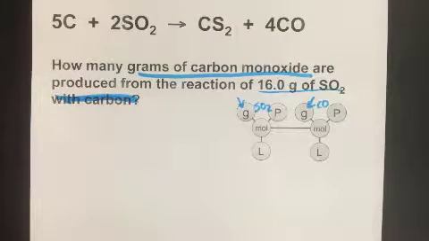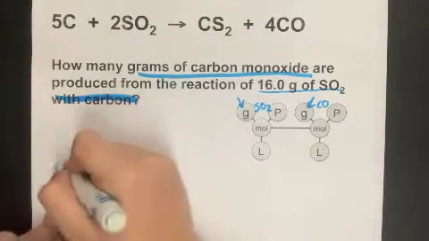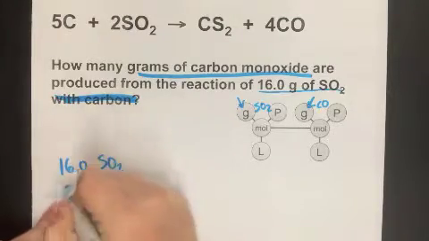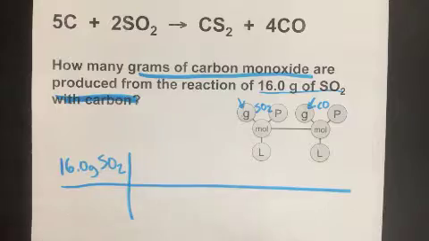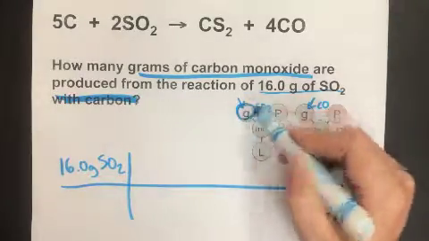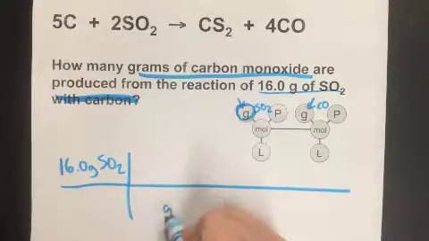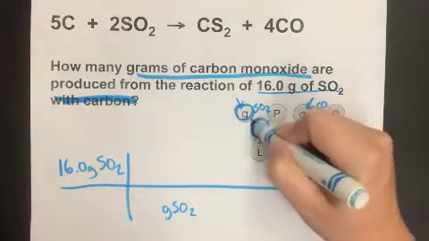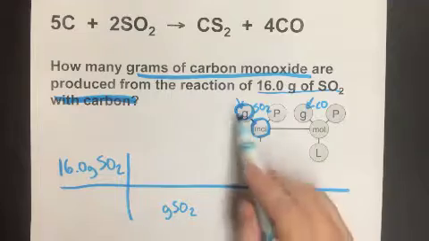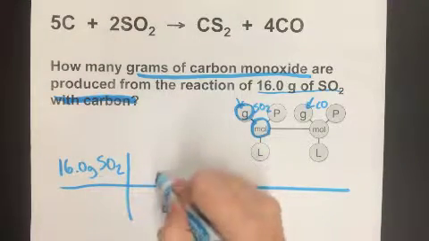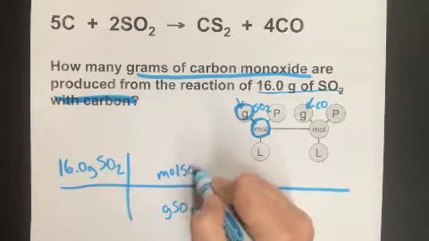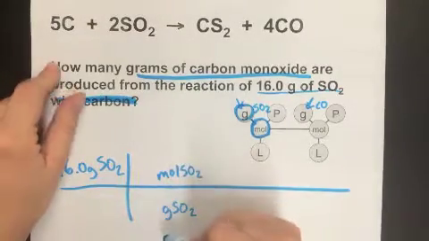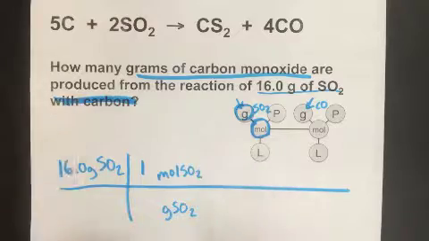So we start with our given, 16 grams of SO2. We're at grams, so we're going to put grams of SO2 on the bottom. Our first destination, following our little map here, is to get to moles of SO2. So we're going to put moles of SO2 on top. We have moles on top, not moles on the bottom, so we're going to put a 1 there.